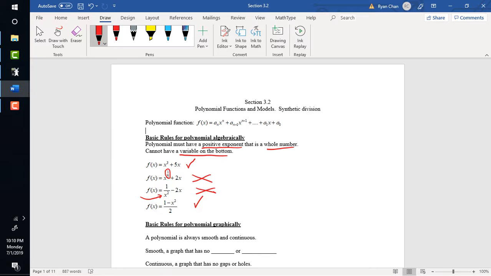So what happens when I graph polynomials? When I graph polynomials, it's always going to be what's called smooth and continuous. So what will happen if I graph non-polynomials? It's not going to be smooth and continuous. So what do we mean by smooth? Smooth means it's a graph that has no corners or cusps. Okay, so what do we mean by that?